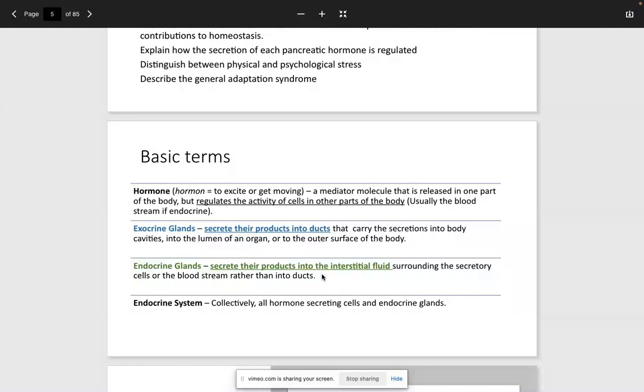So, the endocrine system is going to be a collection of systems that secrete their products into the blood or the interstitial fluid, right? Hormone, like we said, means to excite or get moving. Hormones are going to regulate the activity of cells in other parts of the body. Like I said here, usually the bloodstream if it's endocrine. So, these are some basic terms to be aware of.